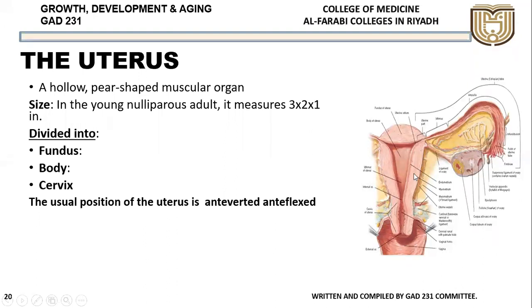This uterus will be very small in the case of a nulliparous woman. What do you mean by nulliparous? A young woman who has not given birth to any child. Such a lady is called nulliparous. In those, the uterus will measure only 3 into 2 into 1 inch. The length will be 3 inches, the breadth will be 2 inches, and the thickness will be 1 inch.